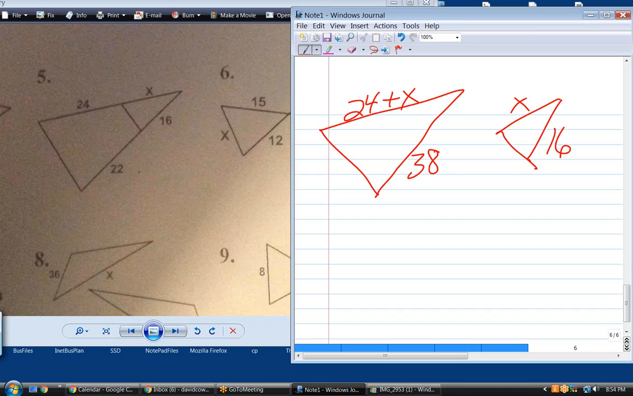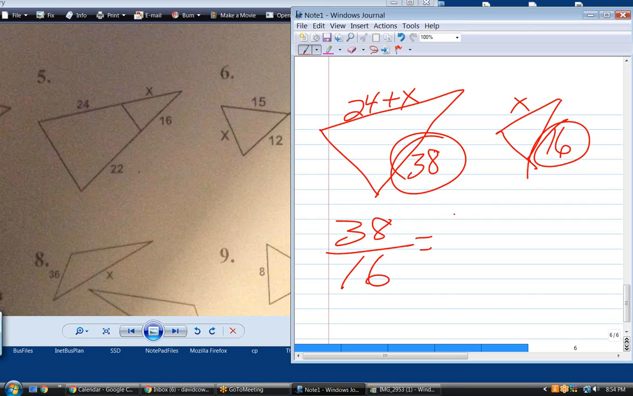What's the relationship ratio equal to? Triangle to triangle, not triangle within triangle. So, what's the one not involving variables that you can actually put a number on immediately? 16. Go big to little. So 38 to 16 equals what? Equals 24 plus x over x.